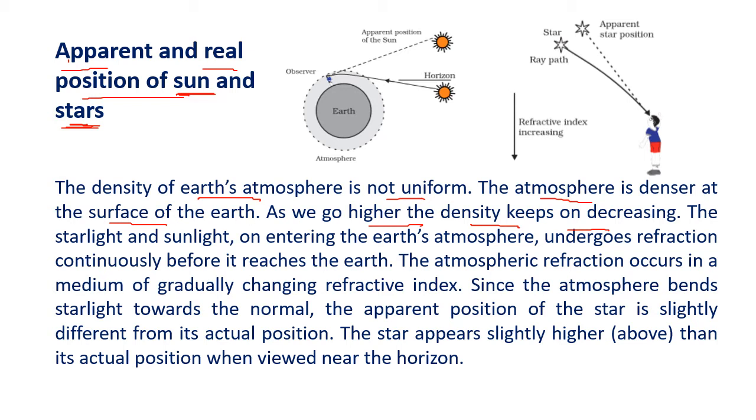So you can say the Earth has got layers. Surface of the Earth, layer 1, layer 2, layer 3 and so on. They are layers. Here the atmosphere is very dense, but as we go higher, the density keeps on decreasing.